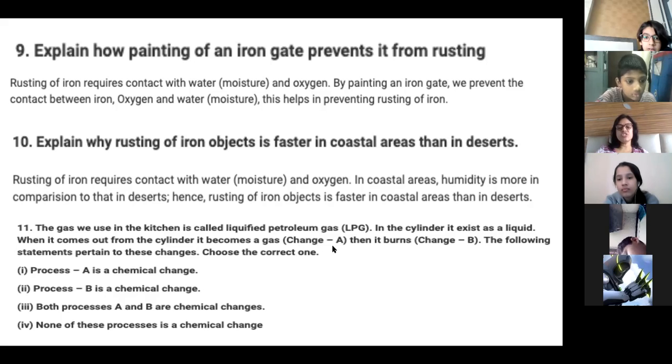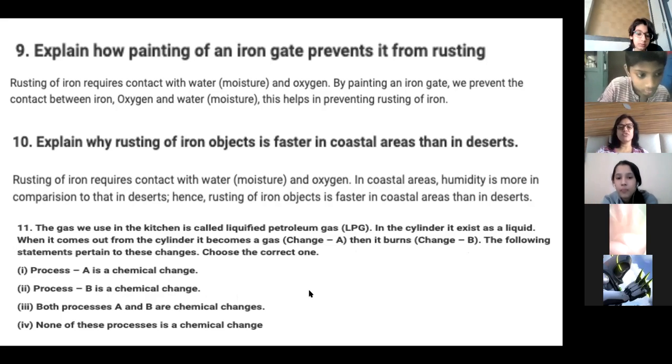A is a physical change. Then it burns, so B is a chemical change. Burning is a chemical change. So only B is a chemical change, and 2 is the answer. Process B is a chemical change.